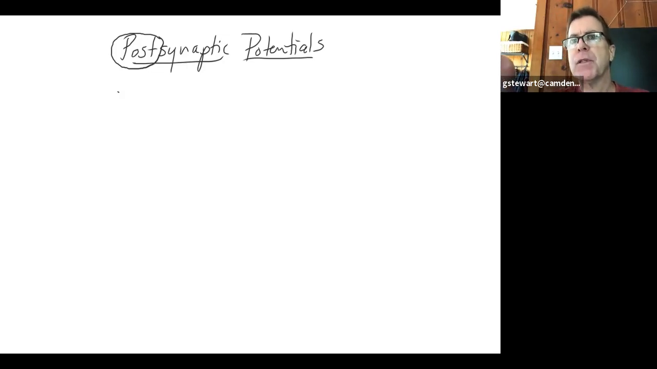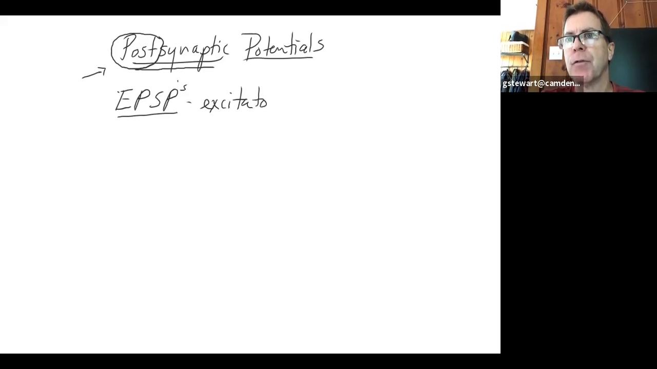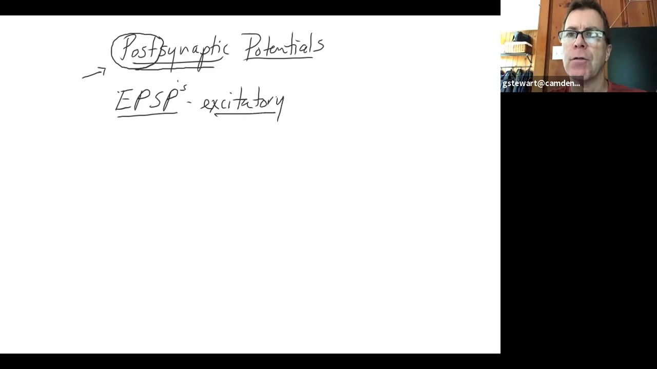So postsynaptic potentials refer to what is happening at the cell that receives that neurotransmitter, okay? There are two different types, basically. There's what we call EPSPs. That stands for excitatory postsynaptic potentials. That means when the neurotransmitter binds to the receiving cell, it causes an excitatory response. So this stands for excitatory postsynaptic potential.